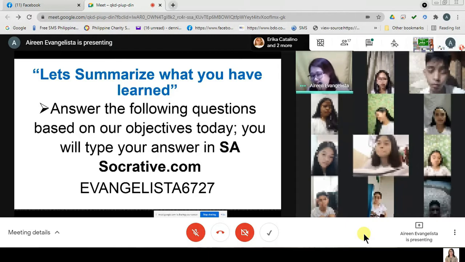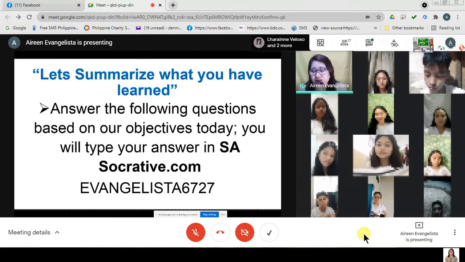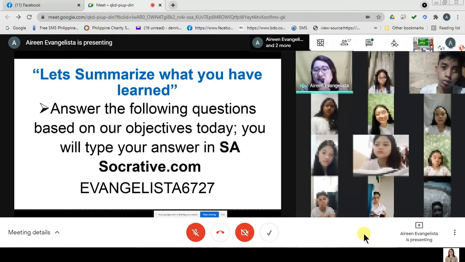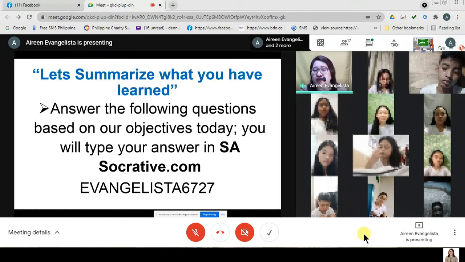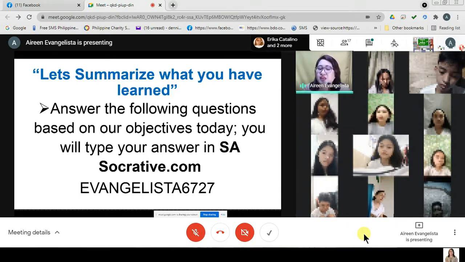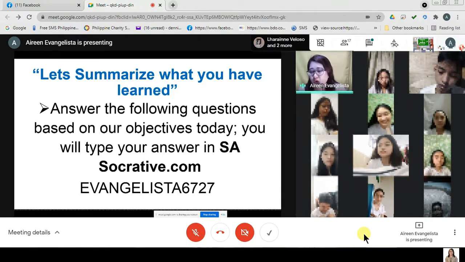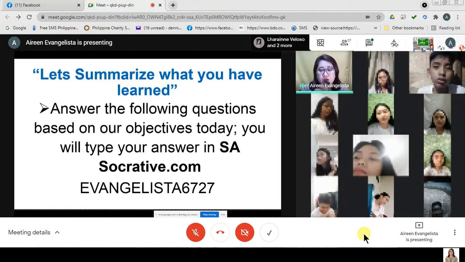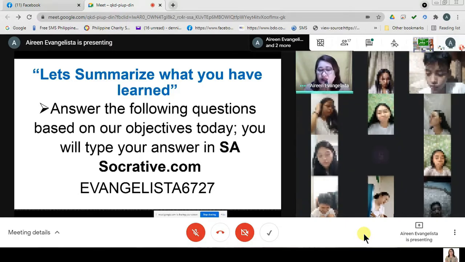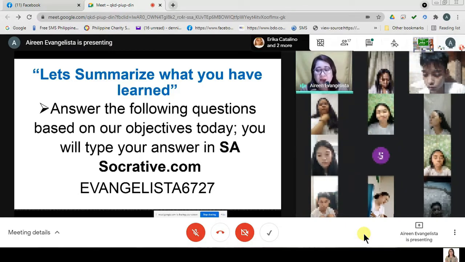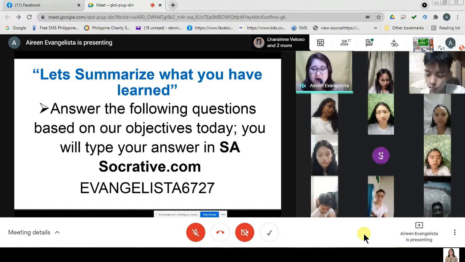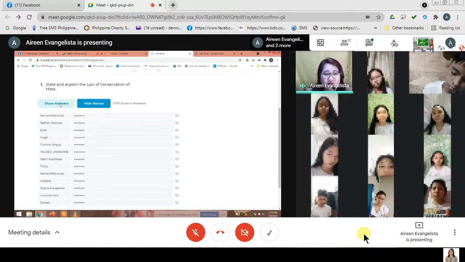And now, let's summarize what you have learned. Here in this task, you have to answer the following questions. This one is based on our objective for today. You will type your answer in socrative.com. So you have to go to socrative.com and type the code, all capital or caps lock, 6727. Let's go. Let's show the answers.